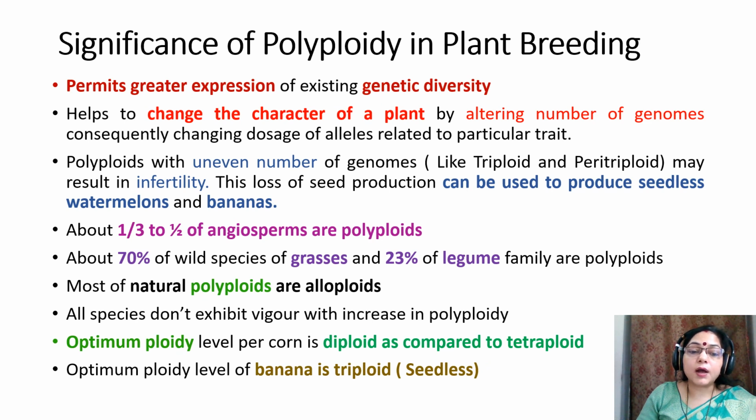About one-third to half of the angiosperms are polyploid. About 70% of wild species of grasses and 23% of the legume family are polyploids. Most of the natural polyploids are allopolyploids. However, not all species exhibit vigor with increased polyploidy. For example, the optimum ploidy level in pearl millet is diploid as compared to tetraploid, and the optimum ploidy level of banana is triploid, that is, seedless banana.